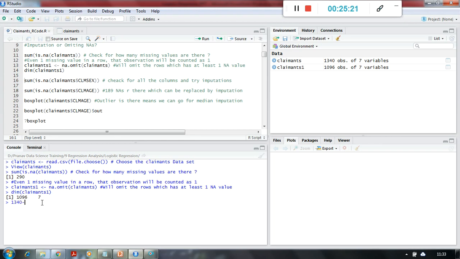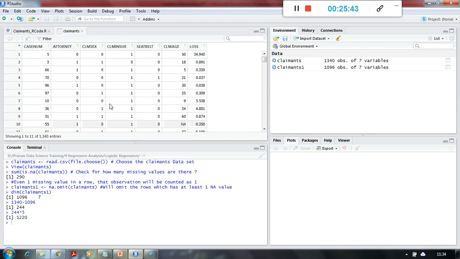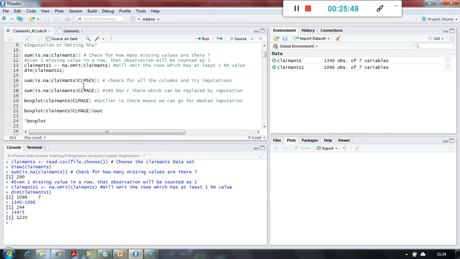So 1340 minus 1096 if I do, so I am missing almost 244 records, not values, I am talking about records. 244 multiplied by 5, so total 1220 cells I am missing. Okay, which is dangerous to us. We cannot take such decisions. This is the simplest one, but we have more and more data to use while writing the modeling.